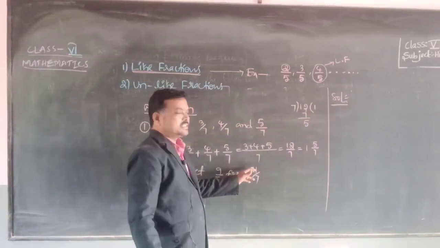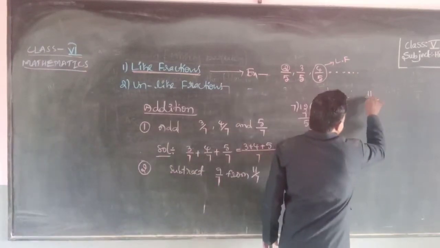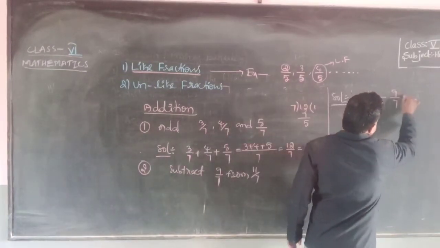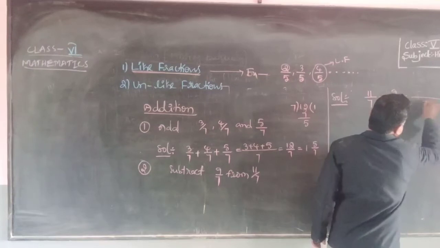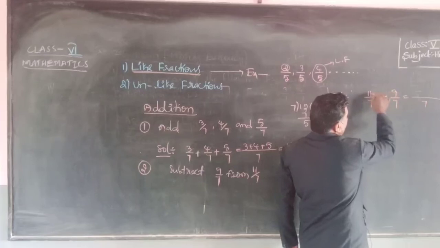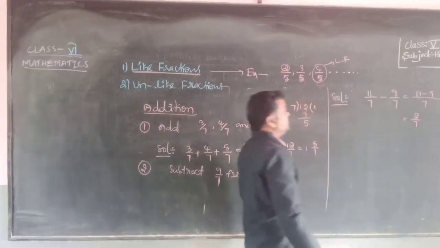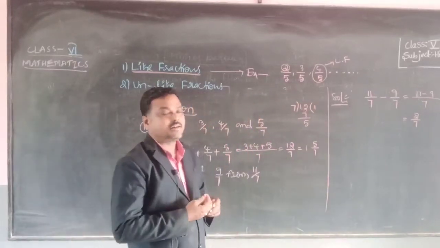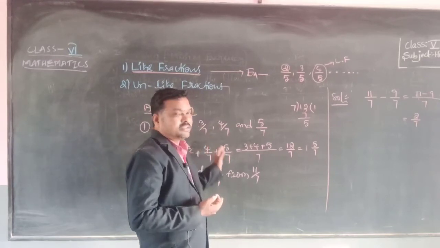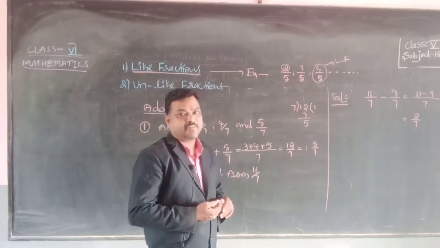Here the largest fraction is 11 by 7 and the smallest fraction is 9 by 7. 11 by 7 minus 9 by 7. The denominators are the same, so write the common denominator 7. Just subtract 9 from 11, which equals 2 by 7. So this is the method to add and subtract like fractions. Suppose we are given unlike fractions.